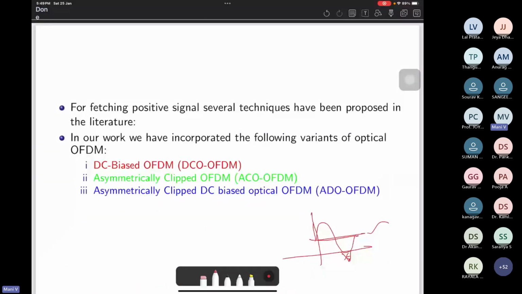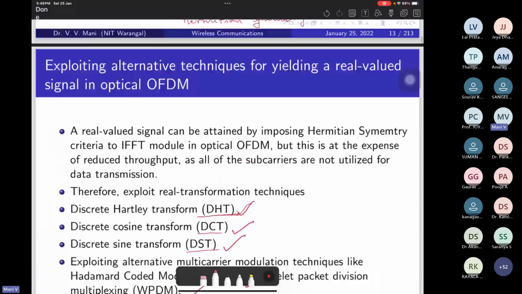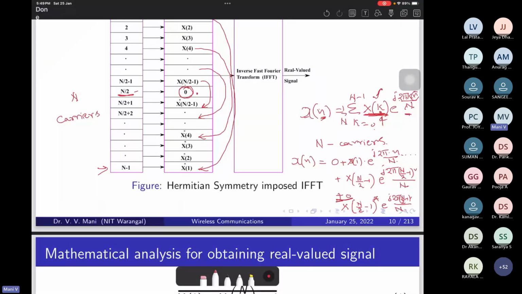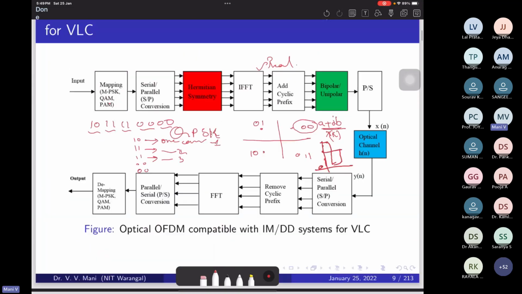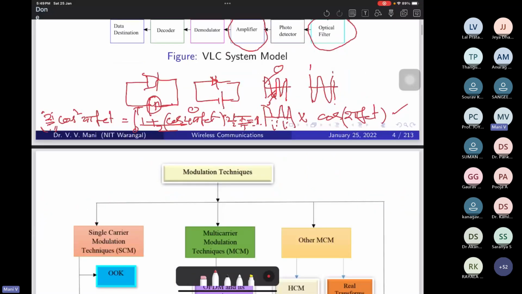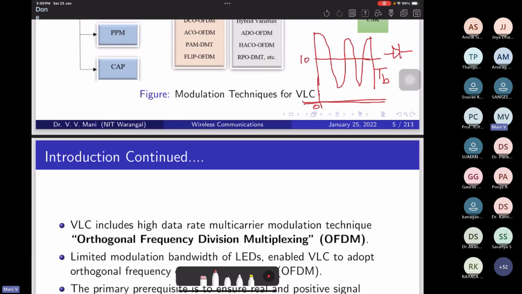Now in this work, we have also incorporated DC bias OFDM and asymmetrically clipped OFDM, the asymmetrically clipped DC biased optical OFDM. If you remember, earlier we have to convert the signal first into a real format. After the real format, if it is passing through positive and negative axes, we have to bring it entirely to the positive. So we have to add some bias to make it bipolar to unipolar. To make bipolar to unipolar, some DC bias is added. This is called DCO OFDM, DC bias optical OFDM format.